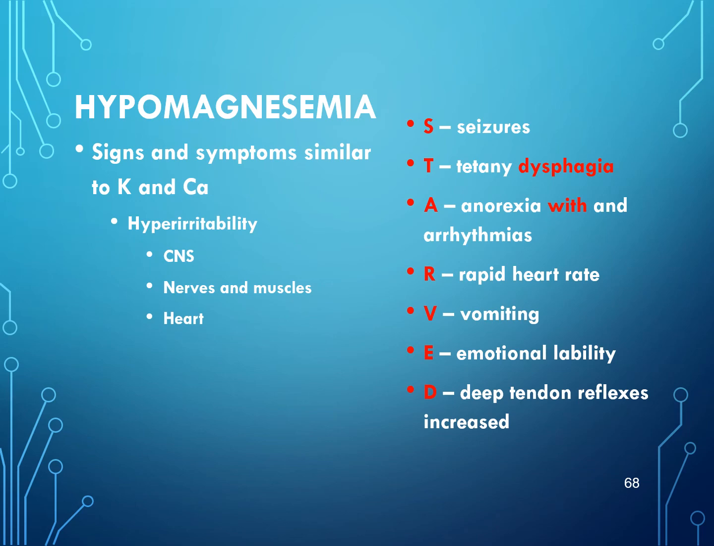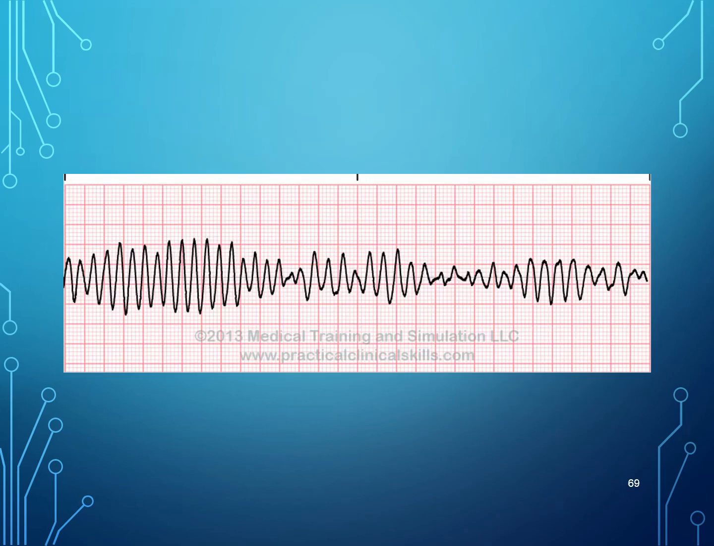So this next slide is showing you an abnormal EKG because we talked about EKG changes, and it is Torsades de Pointes. It's a specific type of cardiac rhythm. I didn't specifically go over EKGs. I just want you to understand that there can be EKG changes with regards to abnormal electrolyte levels.